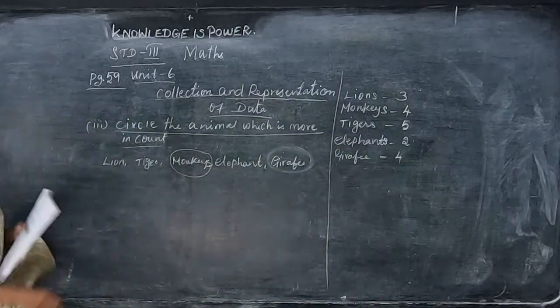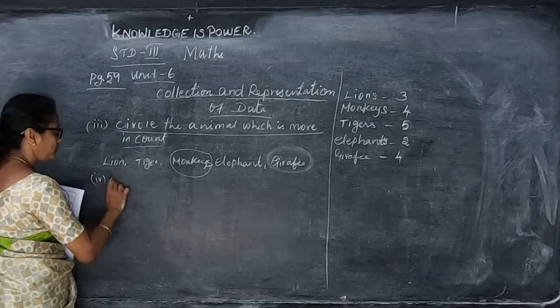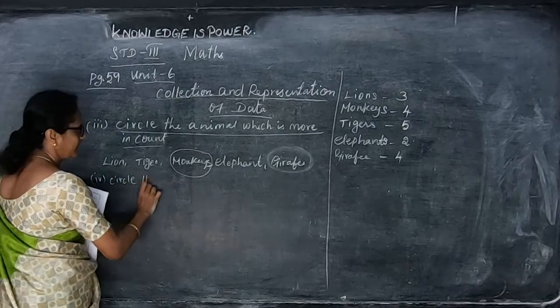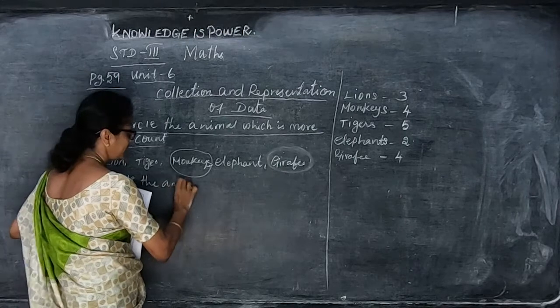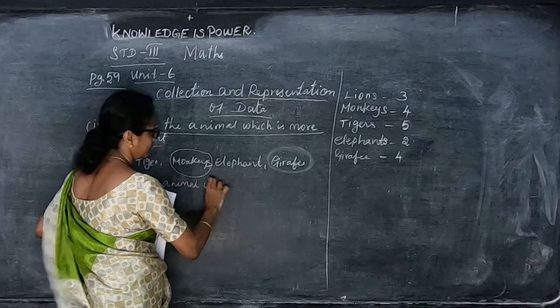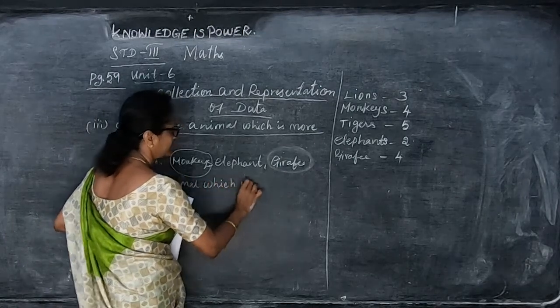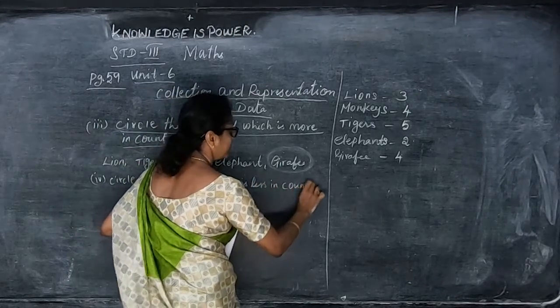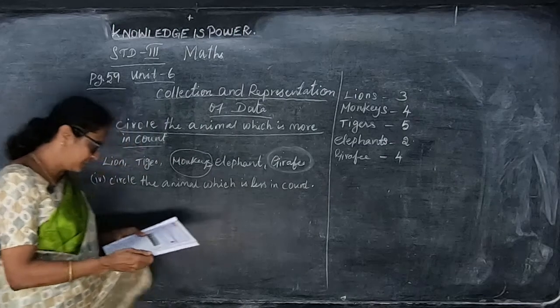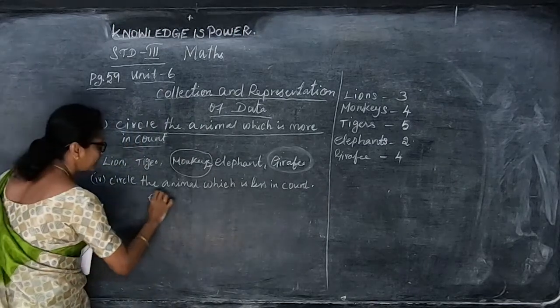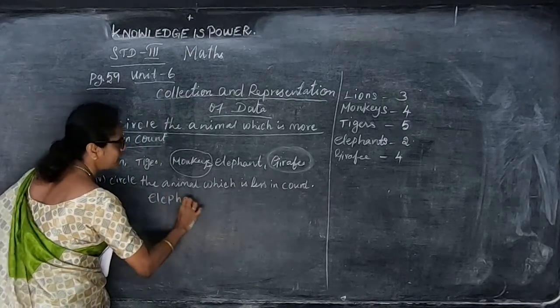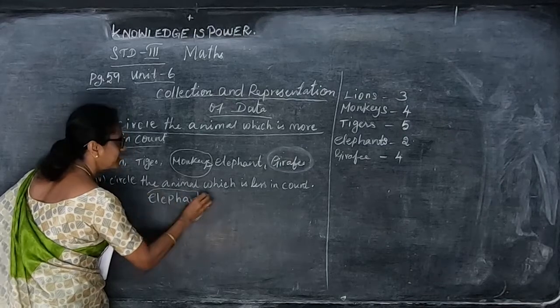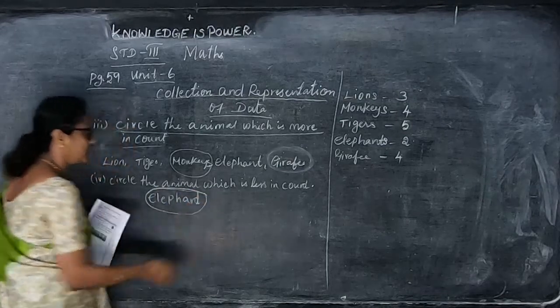Now circle the animal which is less in count. Fourth one is circle the animal which is less in count. Which is less in count? So which animal is less? Elephant is less. So you can put a circle on the elephant.